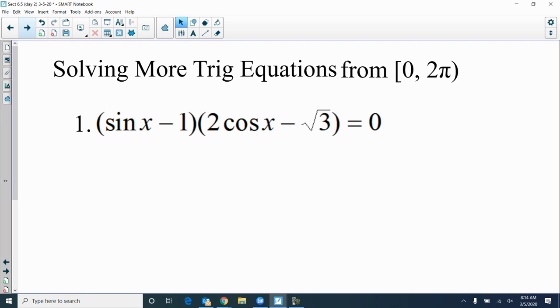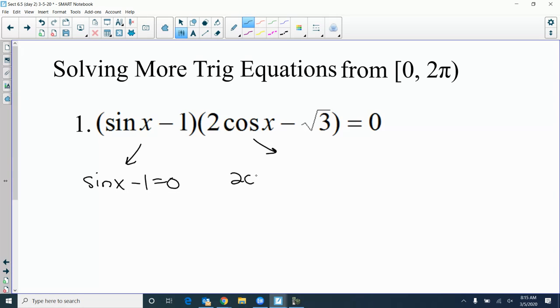Because this is actually, you got to think about quadratics. Remember, if you have like x plus 2 times x minus 6 equals 0, you break this apart into x plus 2 equals 0, x minus 6 equals 0, right? So what do we do here? If it's already written like this and it equals 0, take each part and set equal to 0. Sine of x minus 1 equals 0. 2 cosine of x minus square root of 3 equals 0. Solve them independently. We're still from 0 to 2 pi.